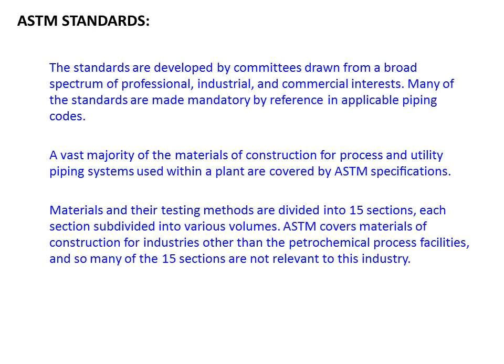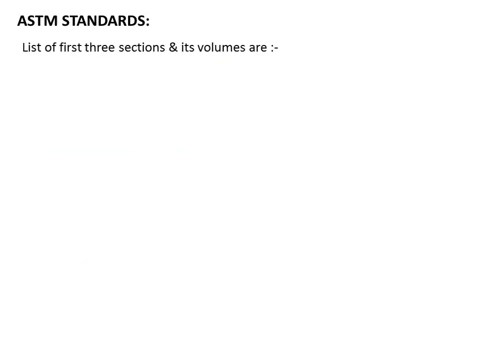Materials and the testing methods in these ASTM standards have been divided into 15 sections. Each section is further subdivided into various volumes, and ASTM covers materials of construction for industries other than the petrochemical process facilities, and so many of the 15 sections are not relevant to this industry. Now, we will be listing the first 3 sections and the various volumes of it.